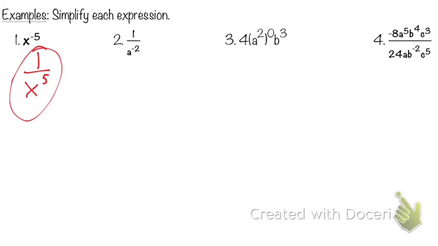Okay, let's look at number 2. 1 over a to the negative second. We don't want it to be negative, so what do we do? Send it upstairs. Just becomes a squared. Now it's positive. It's happy. Have that change in environment. It's choosing to be positive. Choosing to be happy now by changing something.